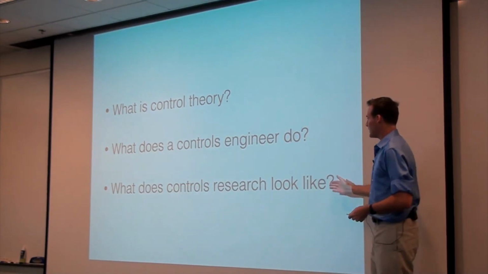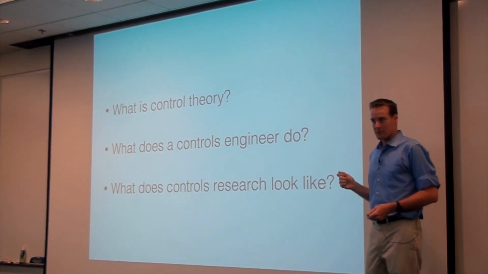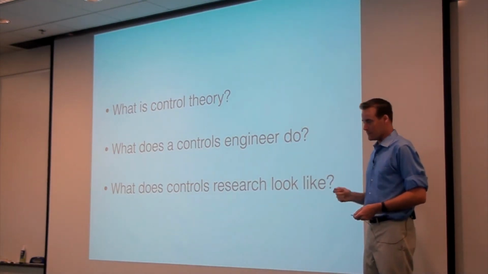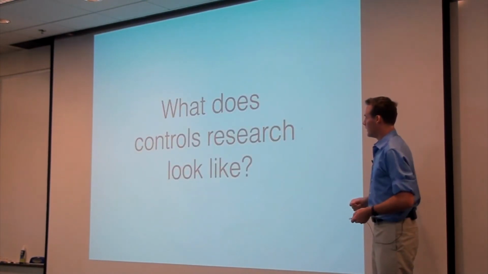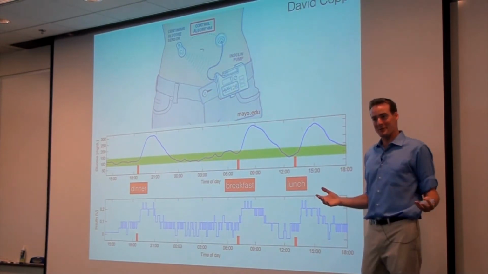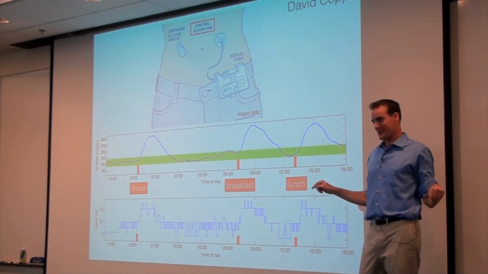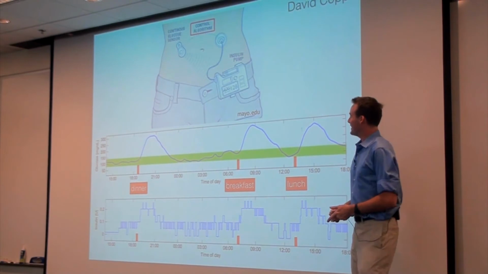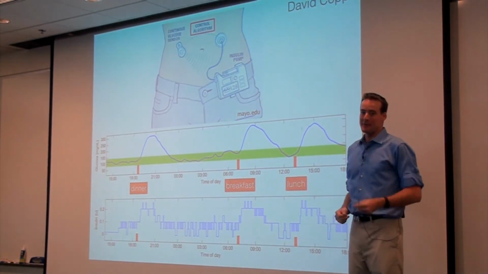Okay. The last thing is, what does real controls engineer research look like that is happening today at UCSB? And I have 2 examples. And the 2 people who do the research are actually here in the audience. So if you have specific questions about it, I can just ask them. The first one is from David Kopp, who is right here.